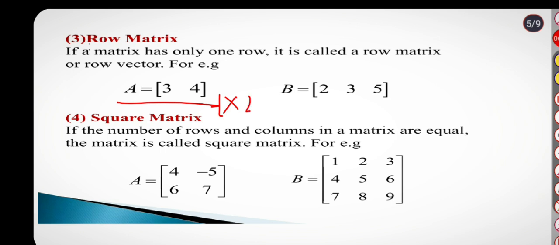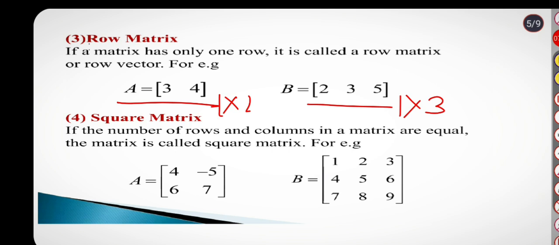There are two columns, 3 4, but only one row. Okay, this B should have order 1 cross 3. There are 3 columns and only one row, 2 3 5. The row lies along the X-axis.